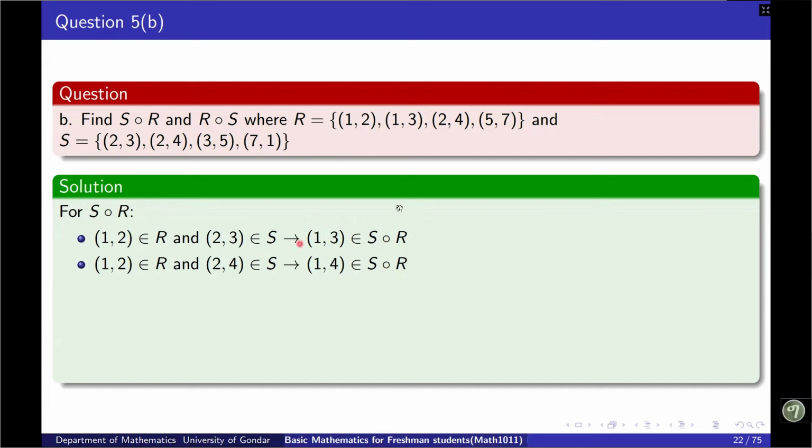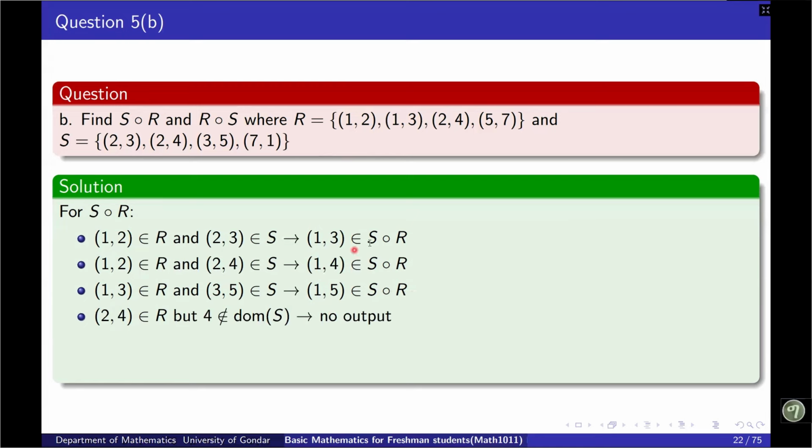Similarly, (1, 2) is an element of R, and (2, 4) is also an element of S, because 2 is mapped to 3 and 4 under S, so (1, 4) must also be an element of S composite of R. Next, (1, 3), the second element of R, is an element of R, and (3, 5) is also an element of S, so (1, 5), the image of the domain element 1 of R and the image of 3 under S, which is 5, is an element of S composite of R.